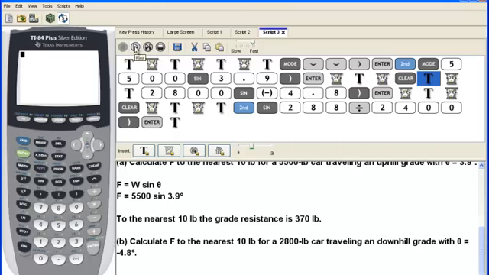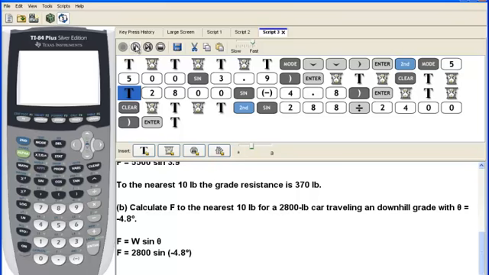For our second exercise, we're asked to calculate F to the nearest 10 pounds for a 2,800 pound car traveling a downhill grade with theta equal to negative 4.8 degrees. So we'll use the same procedure. Just use the formula F is equal to W times the sine of theta, substitute 2,800 for W and negative 4.8 degrees for theta, and then enter the expression into your calculator.